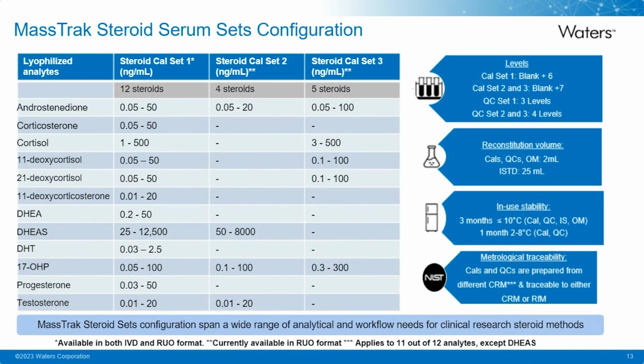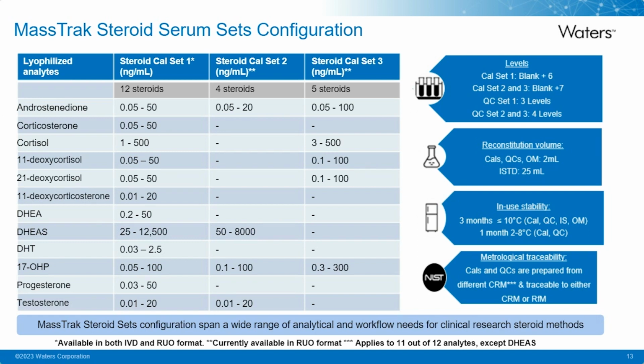Here are some high-level features of the sets. Concentration ranges for all of the analytes included in the 3 calibrator sets are included on the table on the left. And as you hover down the table, right off the bat, you can see that there are wide concentration ranges in place for all analytes included in these CALs to support various analytical and workflow needs. In terms of configuration, for the CALs, we offer at least 6 different levels, including the blank. The QCs are offered in either a 3-level or a 4-level format.